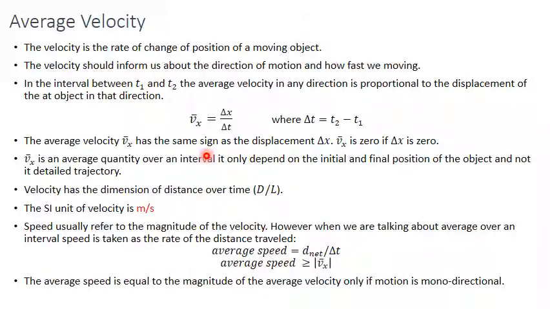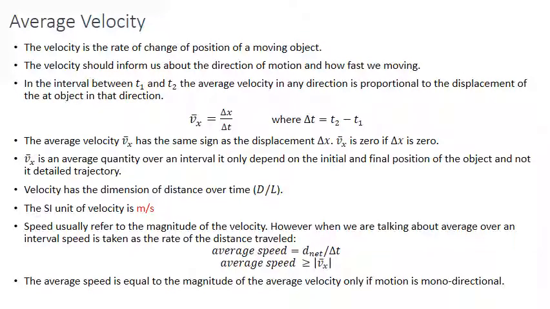We could be stationary in the same position all the time, or we could have walked forward and then backward to the same original position, and this is going to end up in a 0 position. Now, Vx average is a quantity over an interval, so it's also like the displacement. So we have to have initial and final position, or initial and final time.